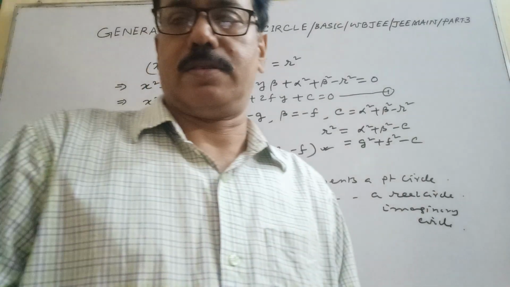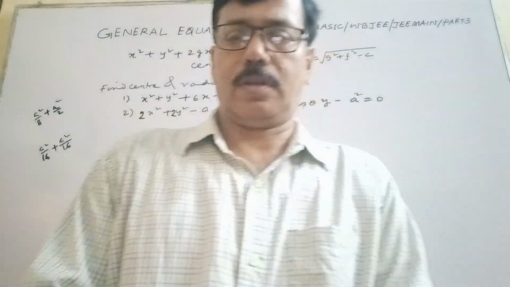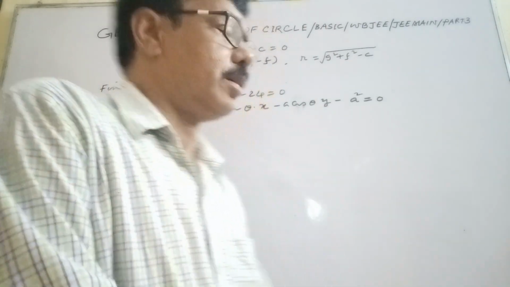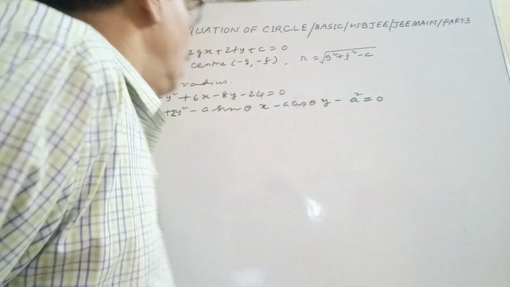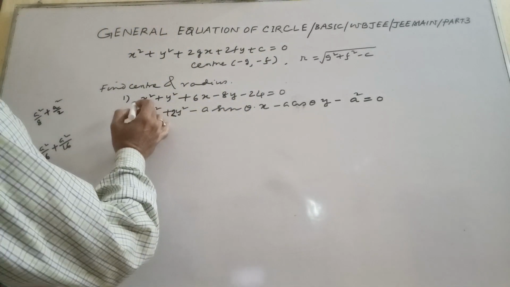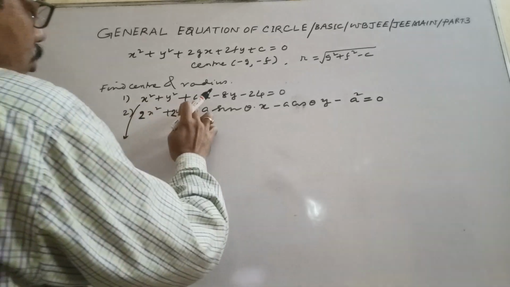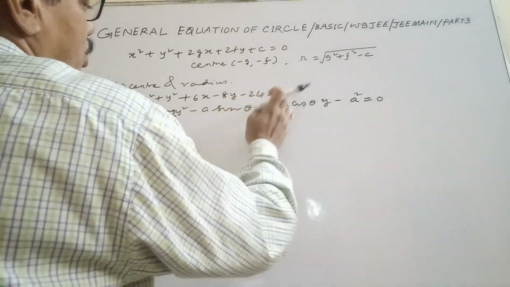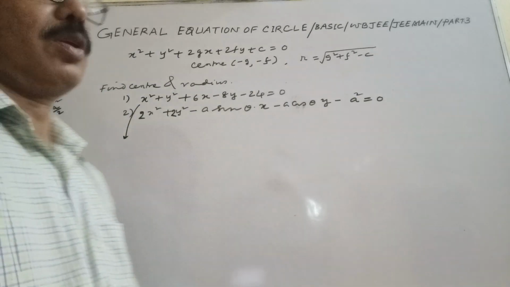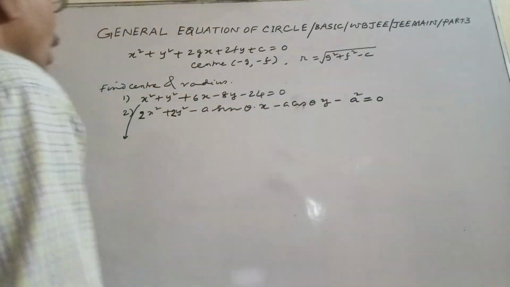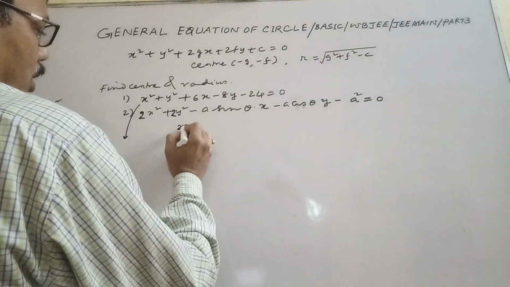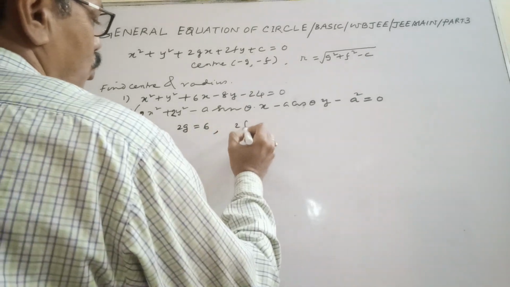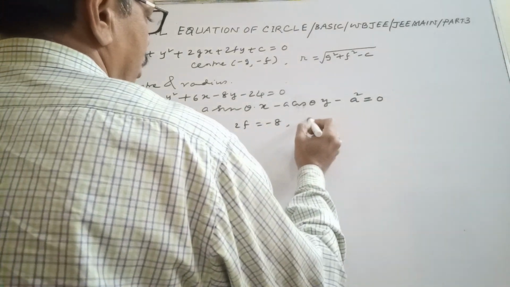Now, application. Now how to find the center and radius of a circle. Now problem number 1. X square plus y square plus 6x minus 8y minus 24 equals 0. Find the center and radius. Look, if we compare it with the general equation of a circle, then we get 2g equals 6, 2f equals minus 8 and c equals minus 24.